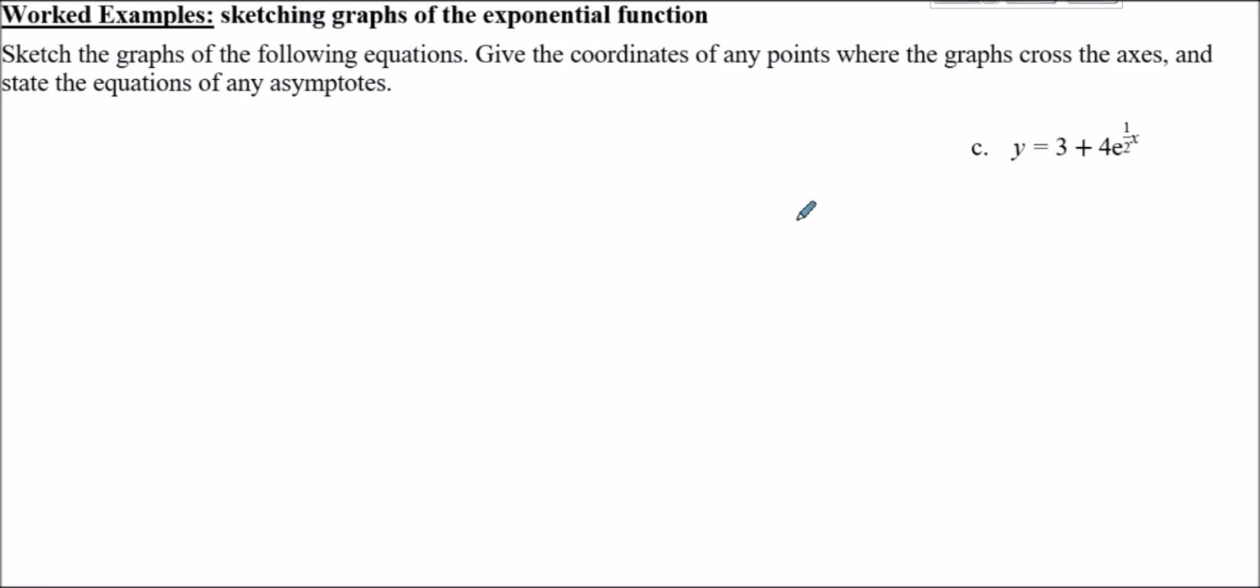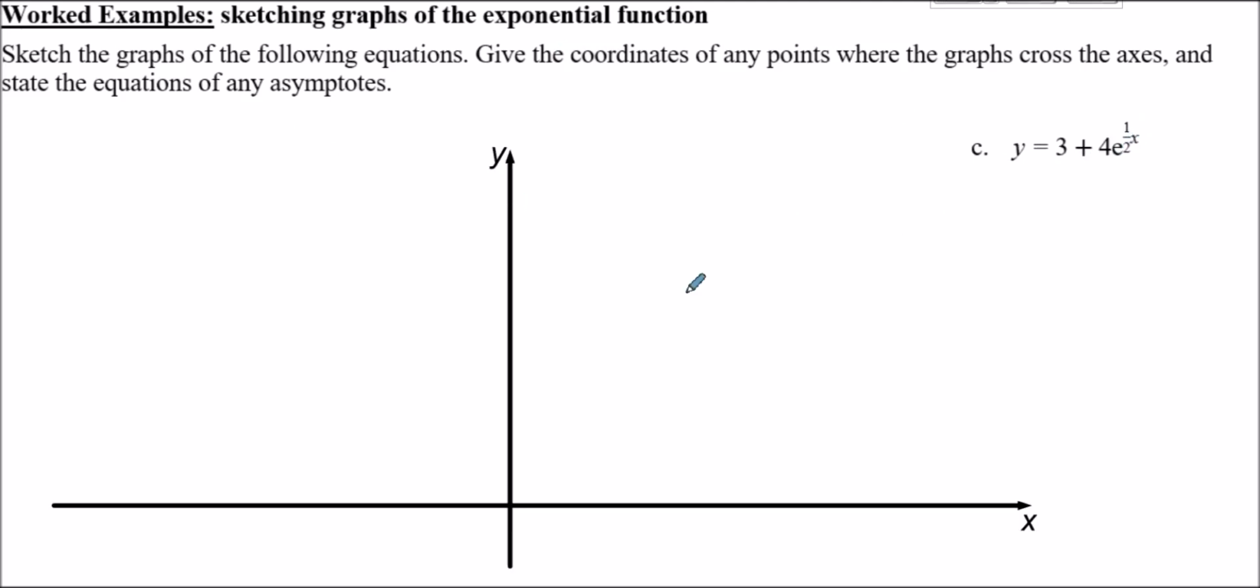Final one to sketch is part C, where y equals 3 plus 4e to the half x. So let's get the axes and try and sketch this one. So again, I'd suggest to try when x equals 0. When x is 0, y is going to be 3 plus 4 times e to the 0. E to the 0 is just going to be 1, so 3 plus 4 times 1 will be 7. So it's going to cross the axis here when y is 7.